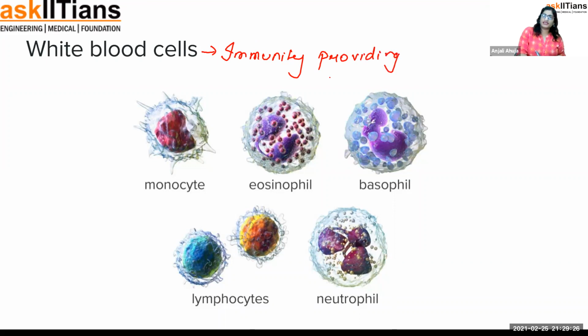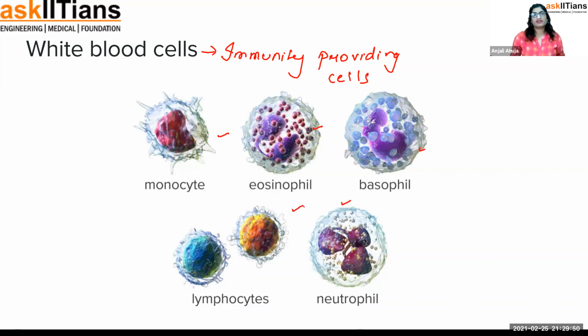Now you might be thinking that the lymphatic system is also providing immunity, and WBCs are also in the blood and lymphatic system. They both provide immunity. In the lymphatic system, the number of these WBCs is higher. So they are of different types. You see how beautiful they are, looking transparent or whitish in color: basophil, neutrophil.